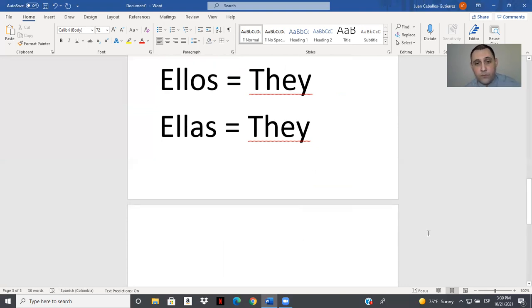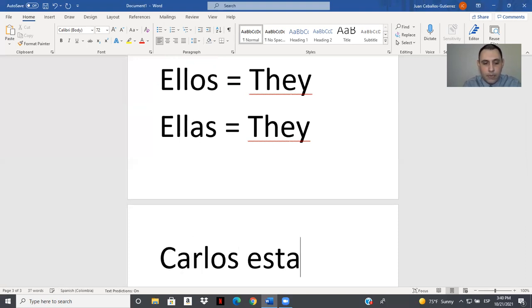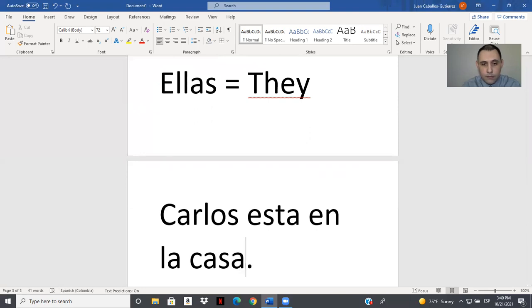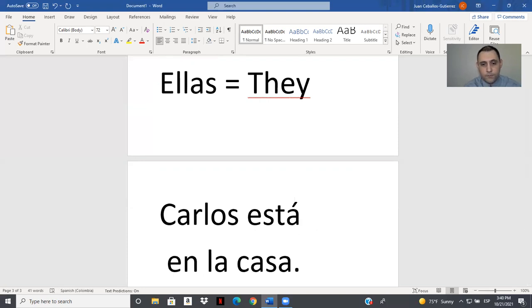Now this is important. Why are they called subject pronouns? As I said, subject pronouns replace the subject of a sentence. I'm going to give you an example. Carlos está en la casa. Let's put the tilde here. Carlos está en la casa.